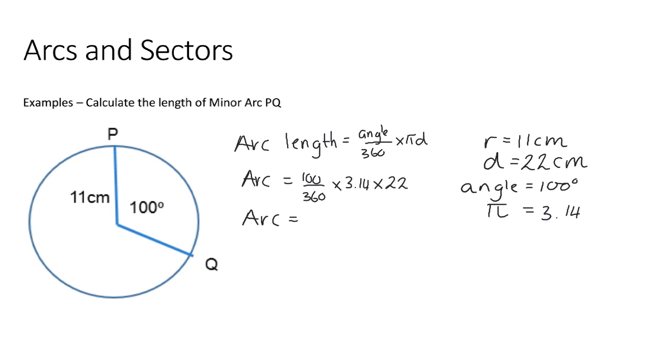19.1888889. I'm going to round that to 2 decimal places, so it's going to be 19.19. It's a length, so make sure that you're putting in a unit of measurement. It's been given to us in centimetres, so I'm going to answer in centimetres. So the length of minor arc PQ is 19.19 centimetres.